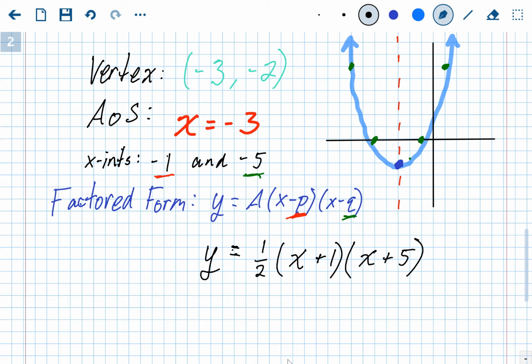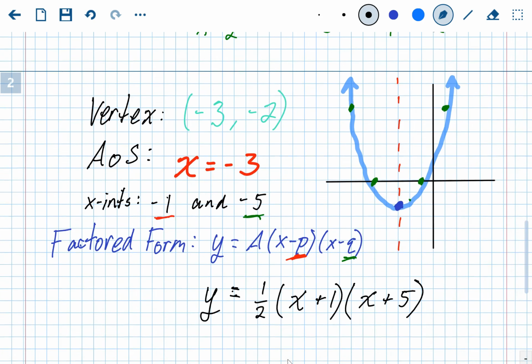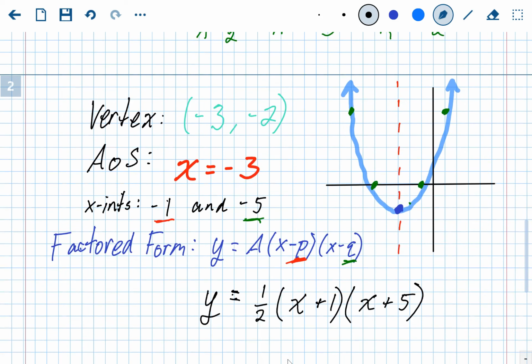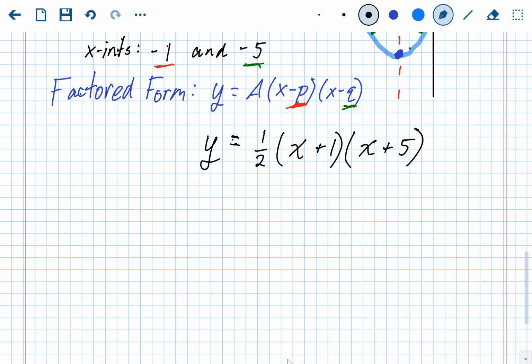All right, now we're going to get into that more in the next main section, converting between the forms, but that's just one thing to point out. All right, let's do another vertex form example, and then we'll be done.